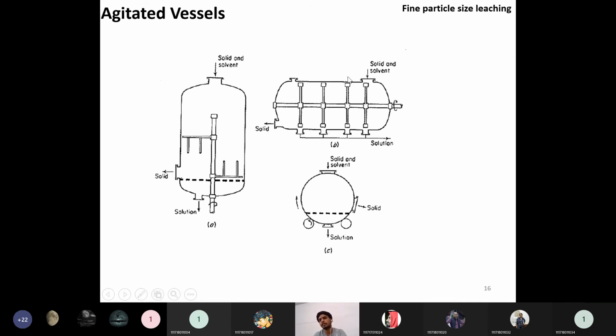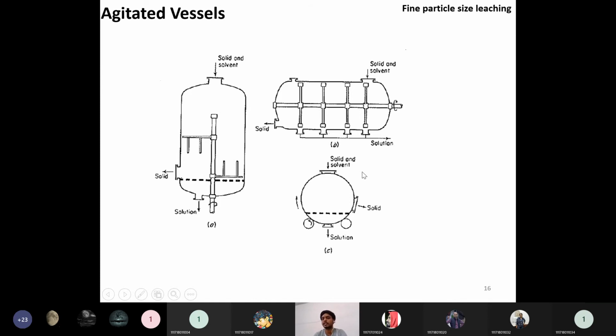Similar is the case with the horizontal vessels, in which solid plus solvent flow in one direction, and paddles or stirrers are arranged here. They will be revolving, and in order to maximize intimate contact between solid and liquid, these paddles or stirrers will be provided inside. After the leaching operation, the solution will be collected from the bottom in a series of arrangements. Then the spent solids will be collected on the side. So these two types are there, and the next one is the tumbling type of agitated vessel.